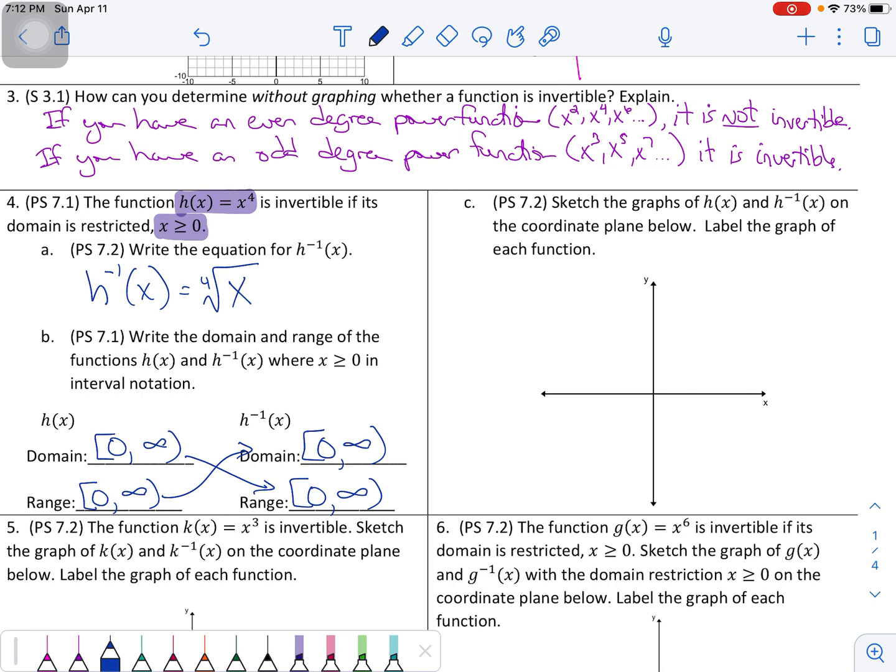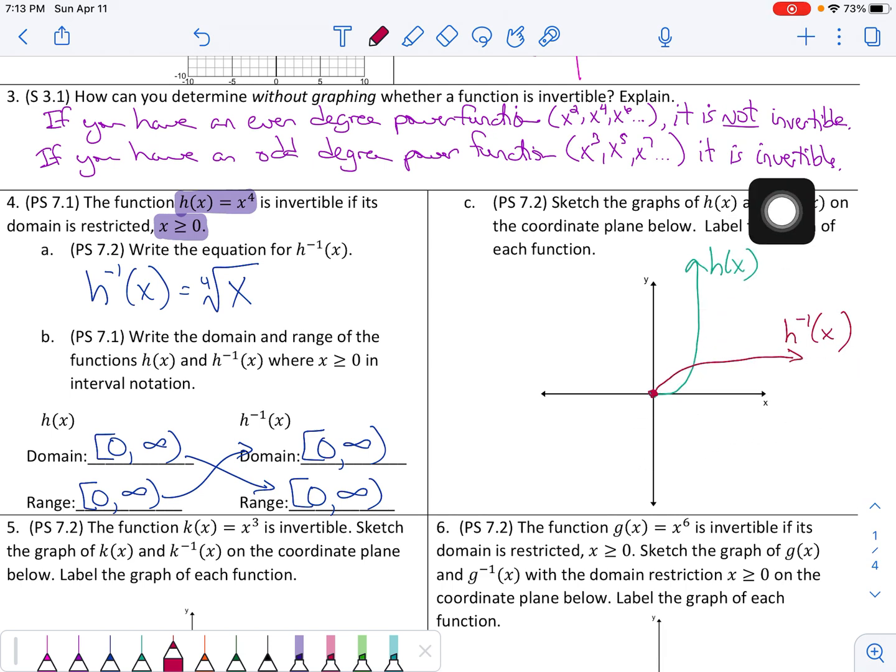Sketch the graphs of h of x and h inverse of x on the coordinate plane below. Label the graph of each function. So h of x being x to the fourth, but remember we're only going to restrict our domain to being positive x's, is going to look something like this, and that is h of x. The inverse function is going to start in the exact place, the 0, 0 position, and it will curve to the right. So this is h inverse of x. So that's the half of the x to the fourth function, and this is the fourth root of x function.